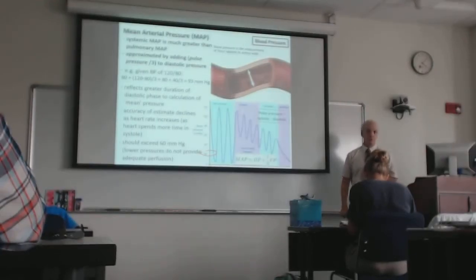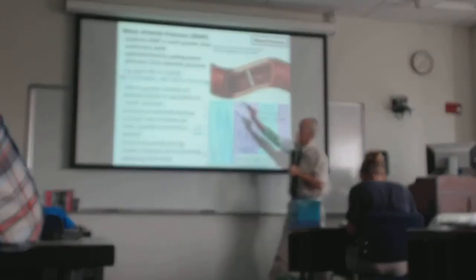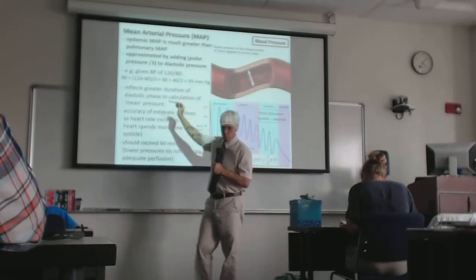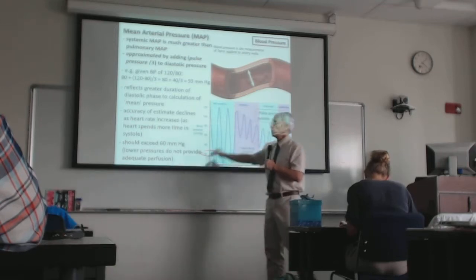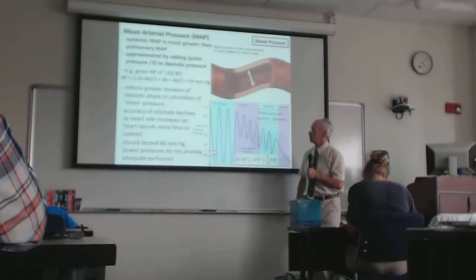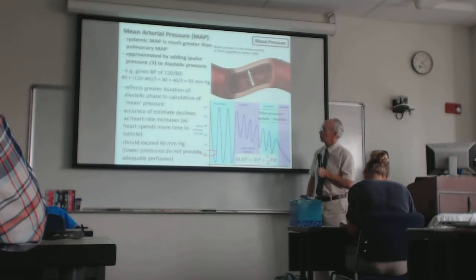But for testing purposes, just make sure we're all on the same page. Pulse pressure divided by 3, because that's the difference, right? So when you add pulse pressure divided by 3 plus the diastolic, it will also yield the mean arterial pressure.